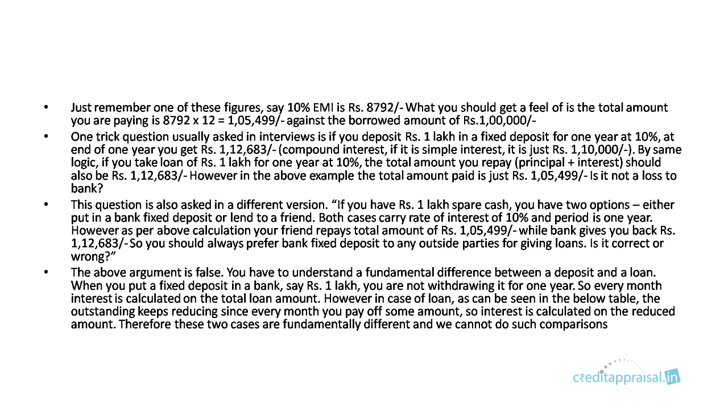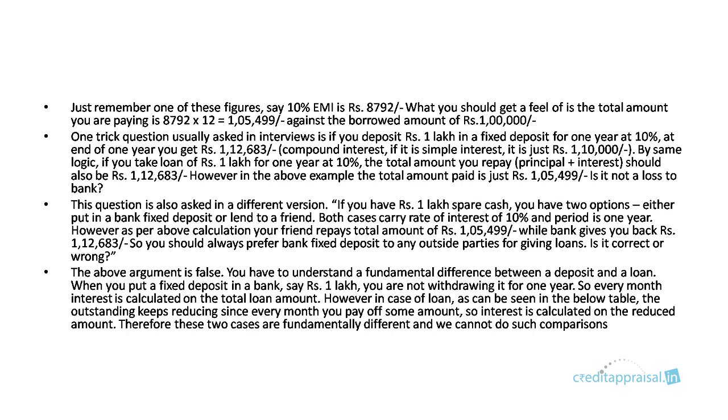One trick question usually asked in interviews is, if you deposit 1 lakh in a fixed deposit for 1 year at 10%, at the end of 1 year you get 1 lakh 12,680 with compound interest. With simple interest, of course, you just get 1 lakh 10,000. By the same logic, if you take a loan of 1 lakh for 1 year at 10%, the total amount you repay should also be 1 lakh 12,683. That's how they ask in bank interviews. However, we calculated just now in the above example that the amount paid is just 1 lakh 5,499. Is it not a loss for the bank?